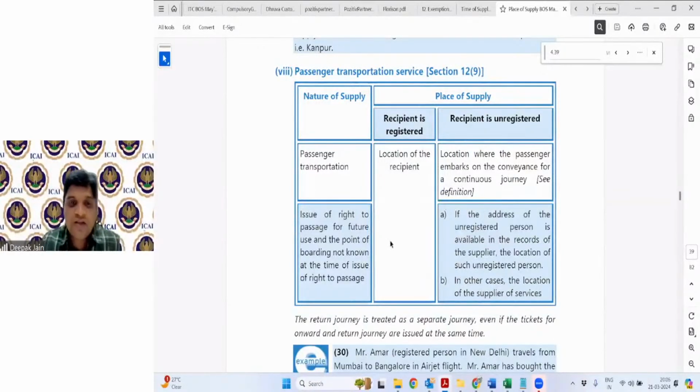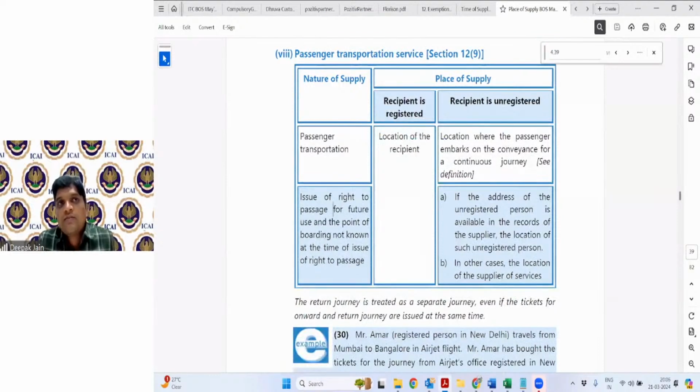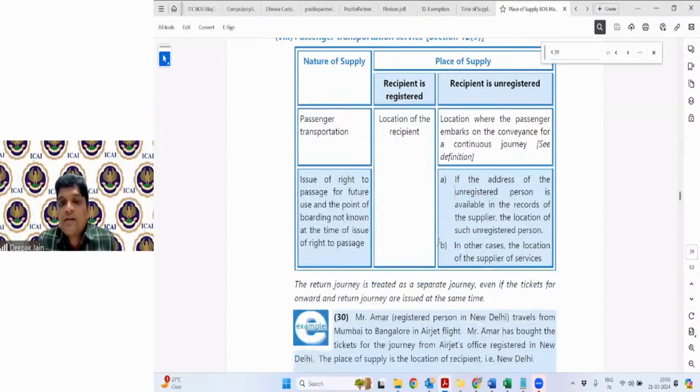सेकेंड सिनारियो इज वेयर इश्यू ऑफ राइट टू पैसेज फॉर फ्यूचर यूज है, देन तब भी जीएसटी तो चार्ज करना पड़ेगा क्योंकि आप एडवांस से ले रहे हो. देन प्लेस ऑफ सप्लाई इज इफ द एड्रेस ऑफ द अनरजिस्टर्ड पर्सन इज अवेलेबल, then the location of such registered person. In other case, location of supply of services. अगर recipient का address है, then that will become the place of supply. अगर उसका details नहीं है, तो फिर location of the supplier of service ही place of supply बन जाएगा. ठीक है?